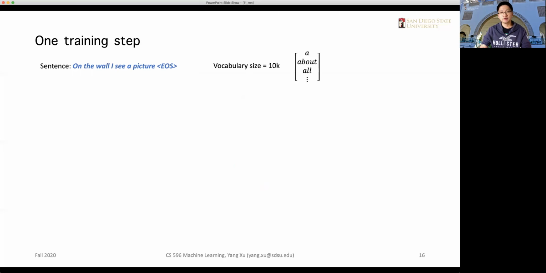So I listed the vocabulary here. It is 10,000 unique words.